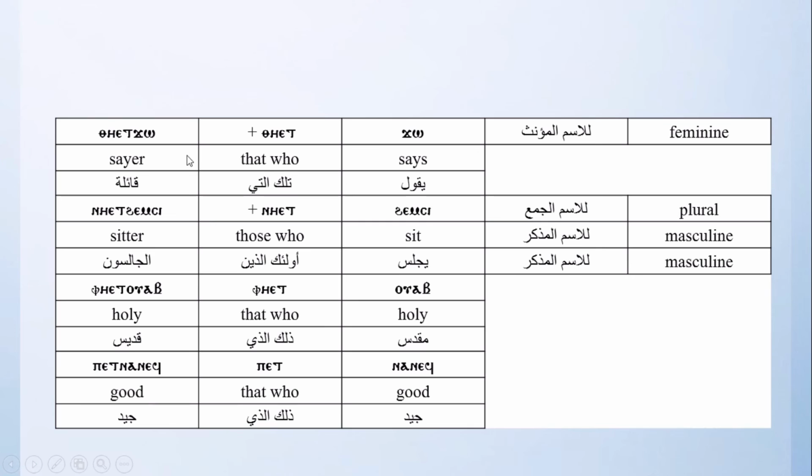For example, the verb go means to say. We can compound it with see it go, it means sayer, the person who talks, or the speaker. Hemsi means to sit. Neat hemsi means sitter, or those who are sitting. Uweb means holy. Feet uweb means saint. Nanif is the adjective good. Bit nanif means good, as a noun.